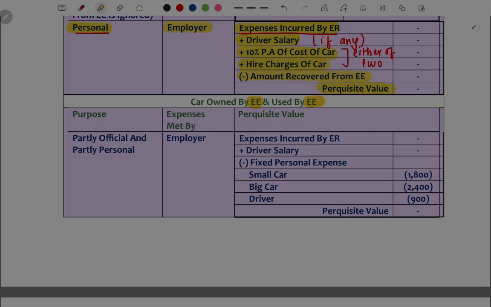So, sir, why do you calculate the perquisite value? If the employee is owning the car and the employee is using the car, then why do you need to calculate the perquisite value, meaning the benefit value? Because the expenses are made by the employer, and the car is used partly official and partly personal.